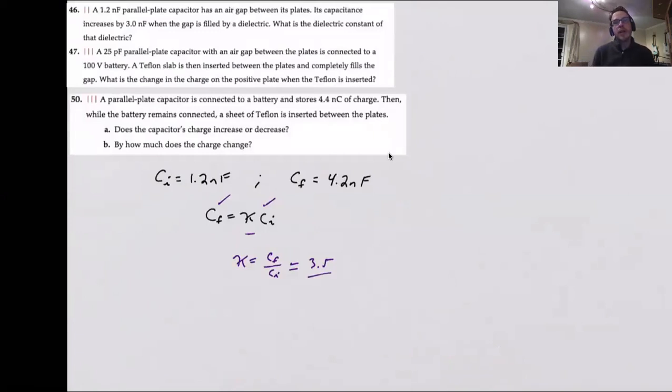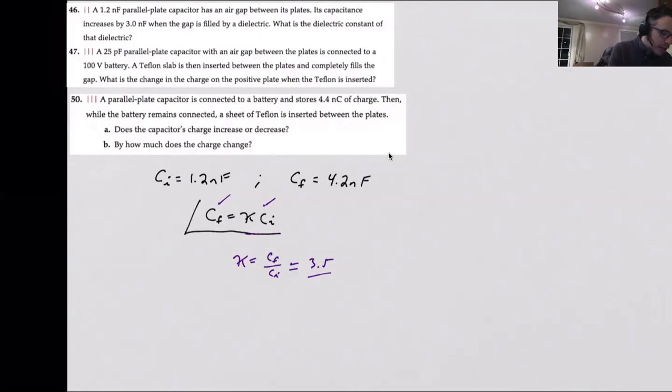If we take a look at a 1.2 nanofarad parallel plate capacitor has an air gap between its plates. Its capacitance increases by 3 nanofarads when the gap is filled by a dielectric. What is the dielectric constant of that dielectric? We know the relationship between, if we have a capacitor and we fill it with some dielectric, how that relationship goes. The new capacitance that you get is just equal to the old capacitance, the initial capacitance with just air in there, multiplied by the dielectric constant. Here we want to find that dielectric constant, but they tell us the initial capacitance is 1.2 nanofarads.